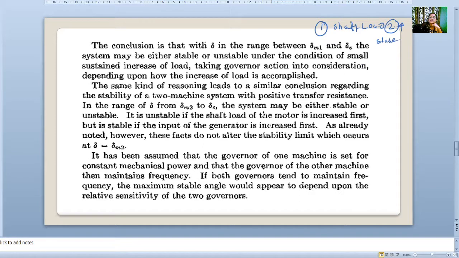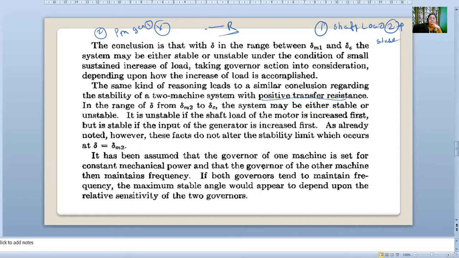In the second case, we have increased the mechanical input of generator 1. So here the system is unstable, and this case we have considered for negative resistance. Okay, the same case we have to consider for positive resistance. With a similar consideration for a two machine system with positive transfer resistance, here it will be different.